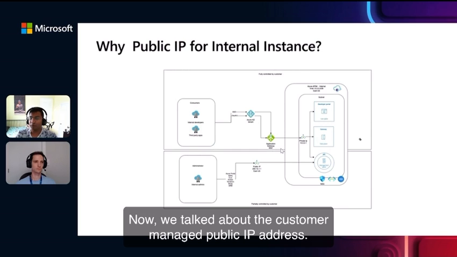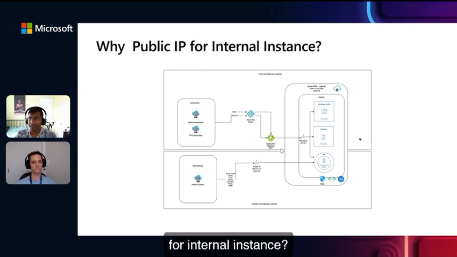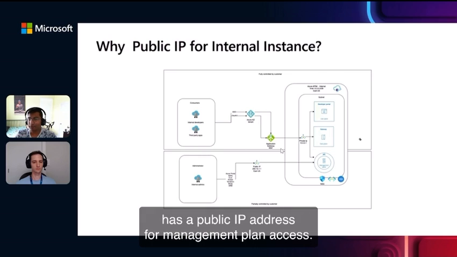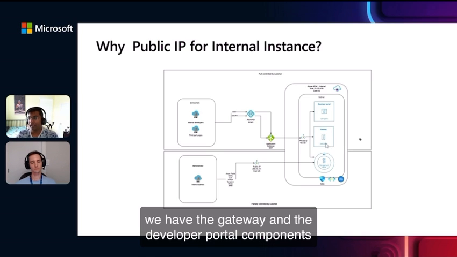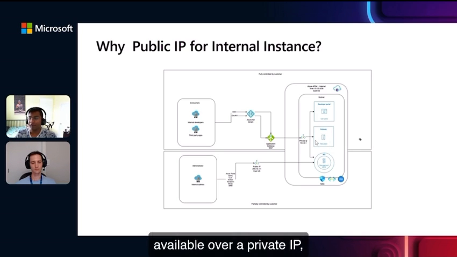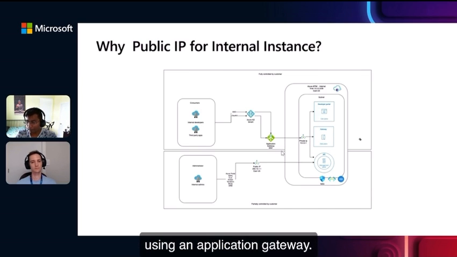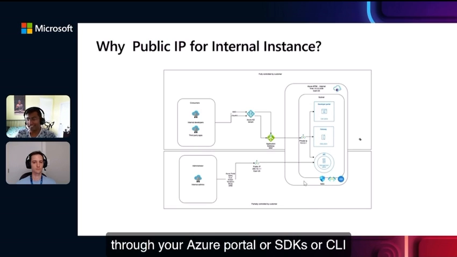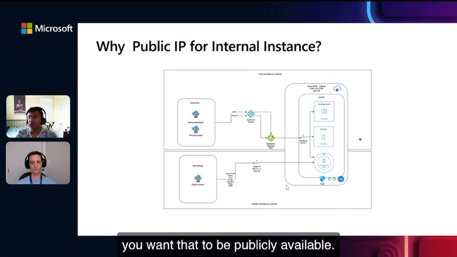Now, we talked about the customer managed public IP address. You might ask, why do I need a public IP address for an internal instance? This is not something new, because even the STV1 internal instance has a public IP address for management plane access. If you look at the diagram here, we have the gateway and the developer portal components available over a private IP, which can be further exposed publicly using an application gateway. But for management operations, if you have to reach the management plane through your Azure portal or SDKs or CLI or infrastructure as code components or scripts, you want that to be publicly available.